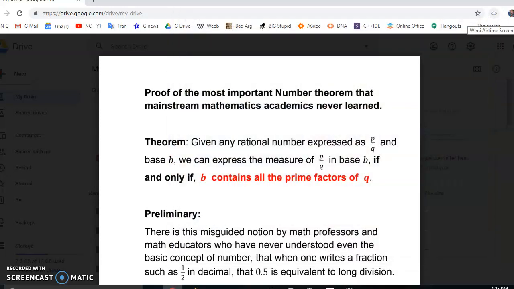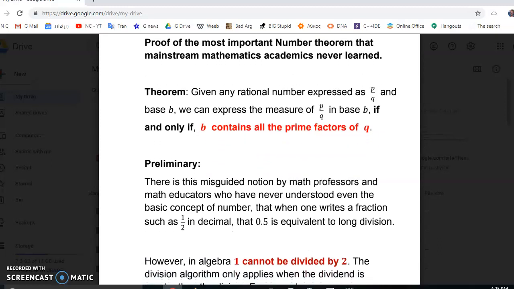Now, what does that theorem say? That theorem says that given any rational number expressed as p over q with p over q integers and base b also an integer greater than 1, we can express the measure of p over q in base b if and only if b, the base, contains all the prime factors of q.